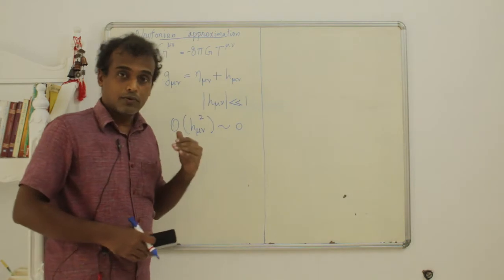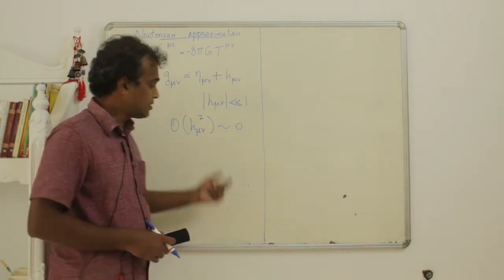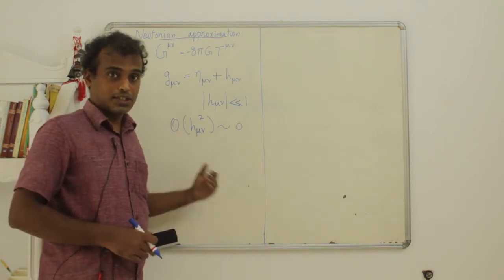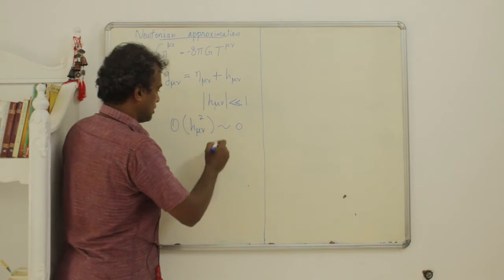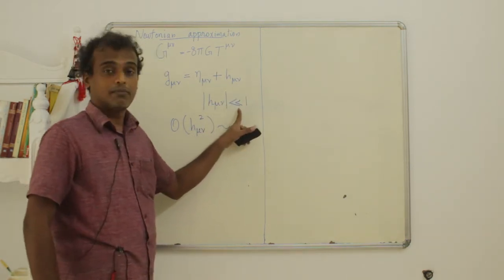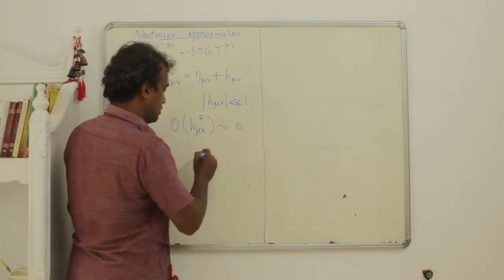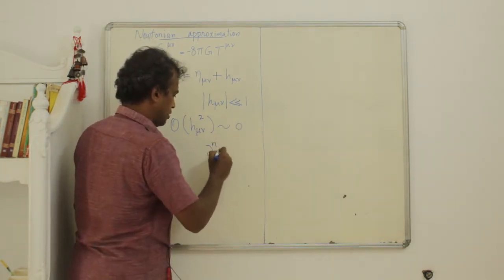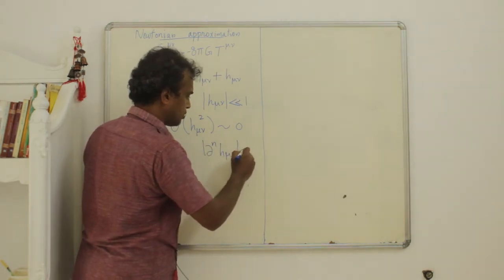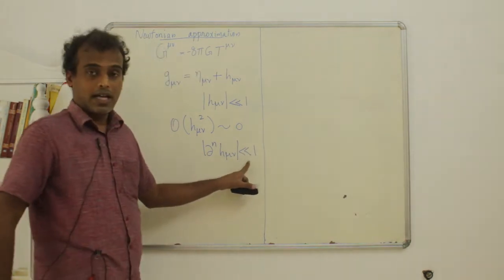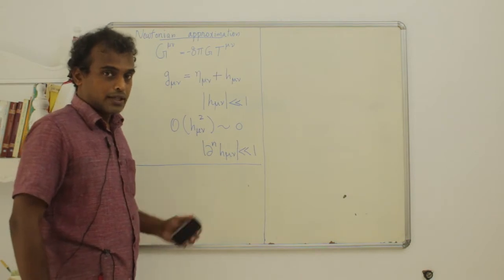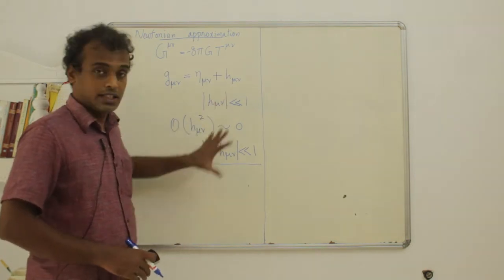Now if this has to be true at every point in space-time, it is necessary that this must be satisfied for every point in space-time, which in turn tells us that not only the components of h mu nu must be much smaller than 1 in magnitude, but any derivative of such components must also have a magnitude which is much smaller than 1. So in whatever we do today, we will keep these conditions, these requirements in mind.